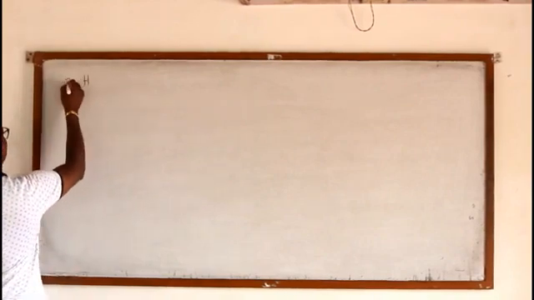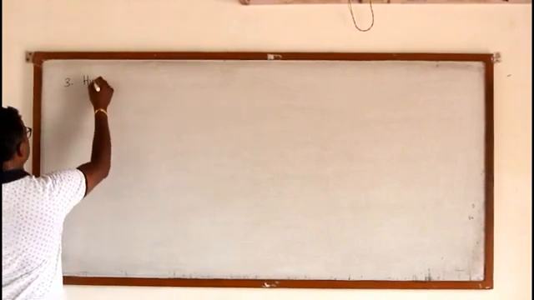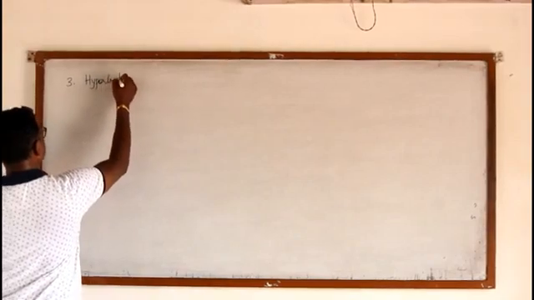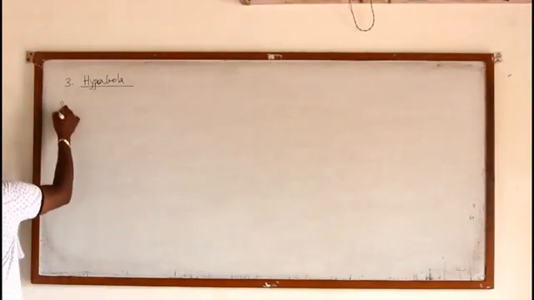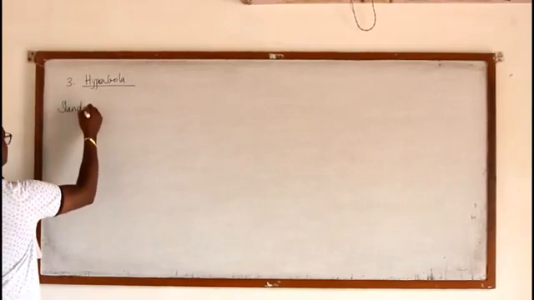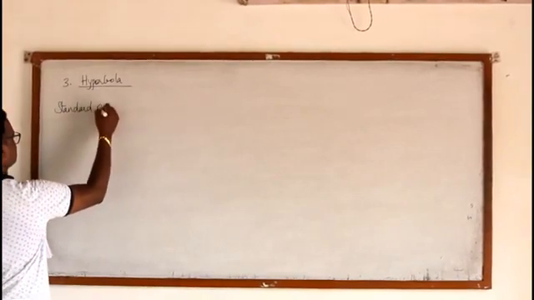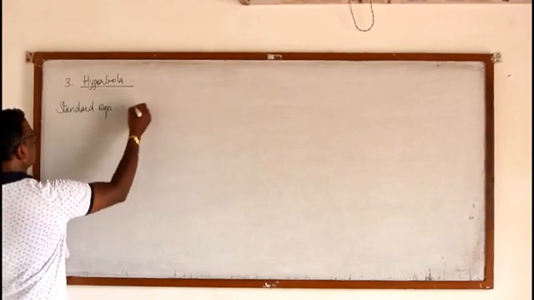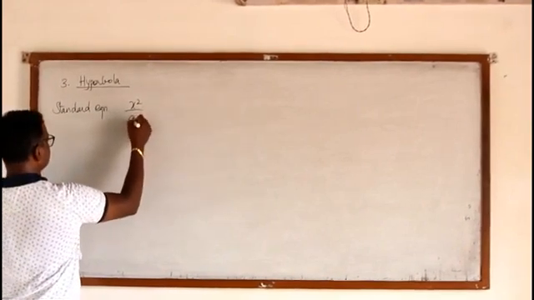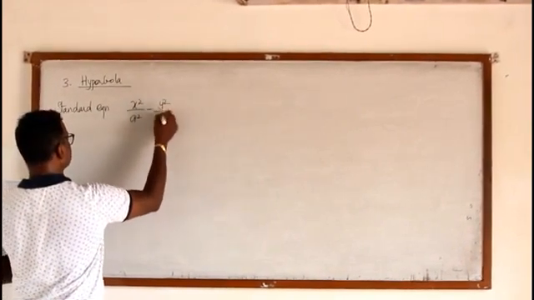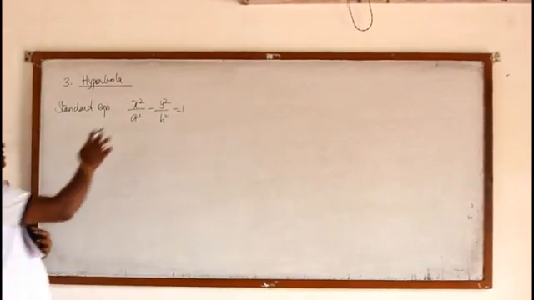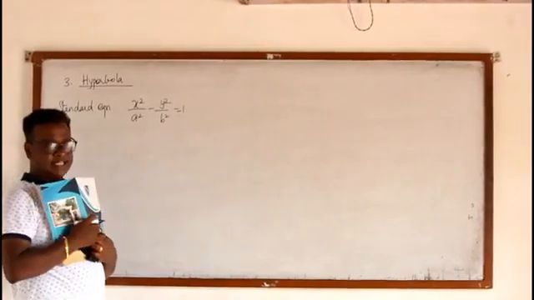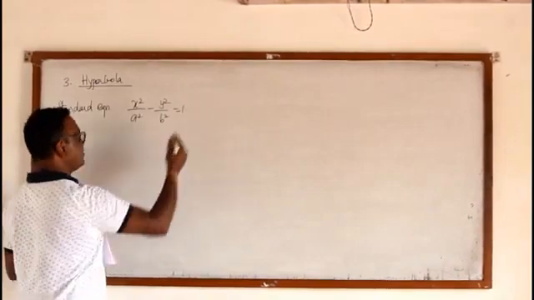Now, I will go for the third conic, the hyperbola. The standard equation of a hyperbola is x square by a square minus y square by b square equal to 1. Comparing with the ellipse, this is minus. So, the conjugate of the ellipse is the hyperbola.